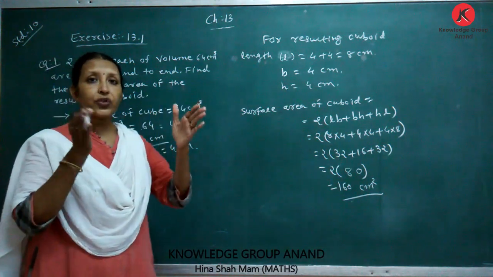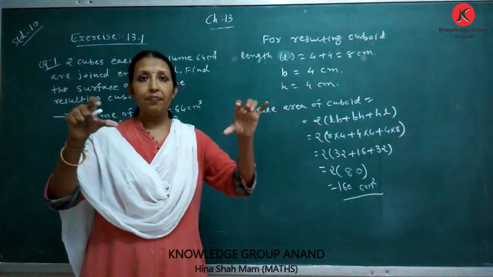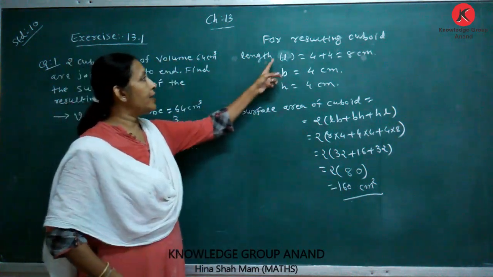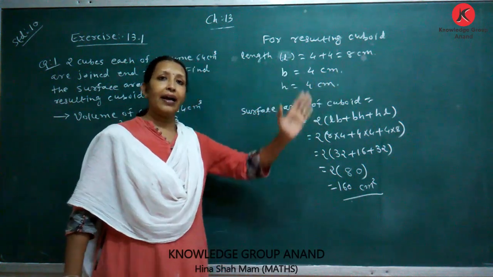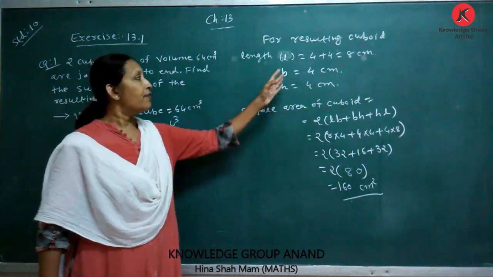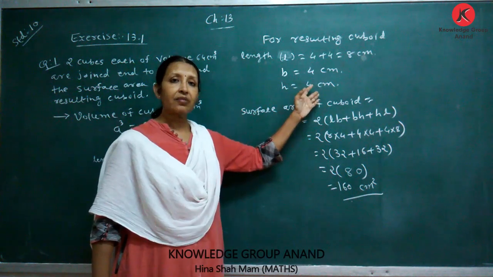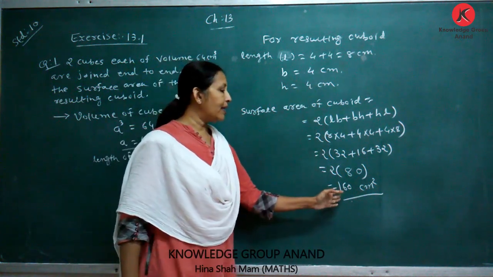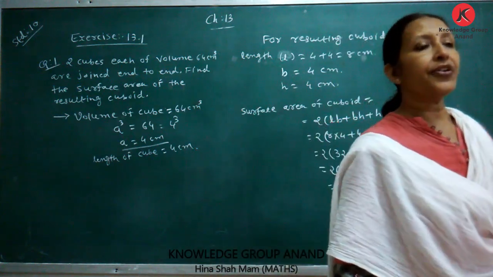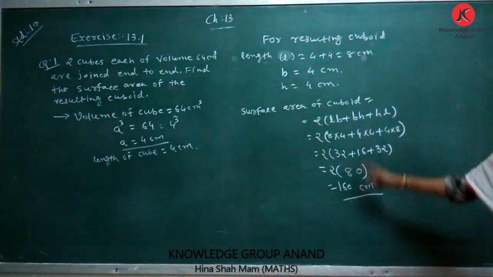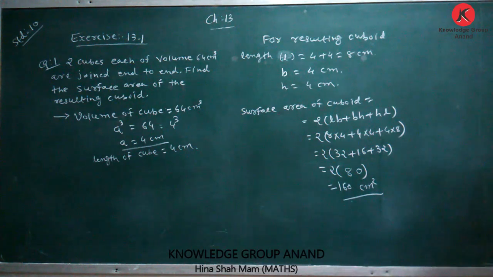Now we join 2 cubes. Then the length of the cuboid becomes 4 plus 4 is equal to 8. And height and breadth remain 4 centimeter and 4 centimeter. Put values and calculate the surface area of the cuboid. Formula 2(lb plus bh plus hl), and then we get the answer 160 centimeter square.